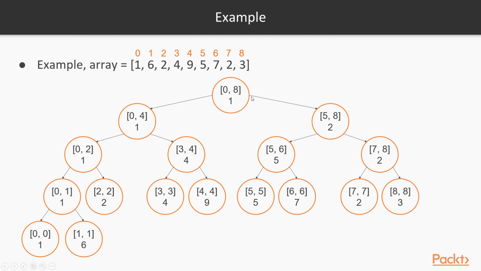The root node would be associated to the interval, or the segment, corresponding to the entire array. The minimum in the entire array is 1. And so on. For example, this node is associated with the segment 3-4, so this subarray here, and its minimum is 4. I encourage you to pause the video here and make sure that you understand how the tree looks like, and why these are the values stored in each node.